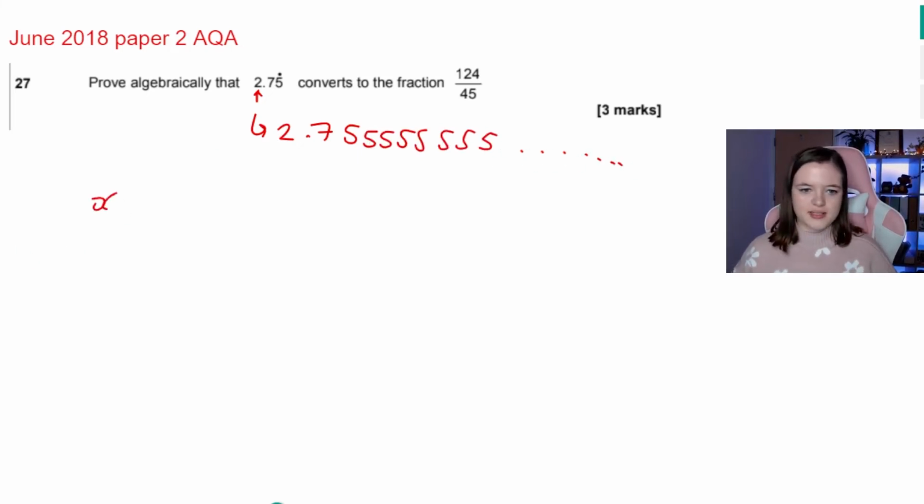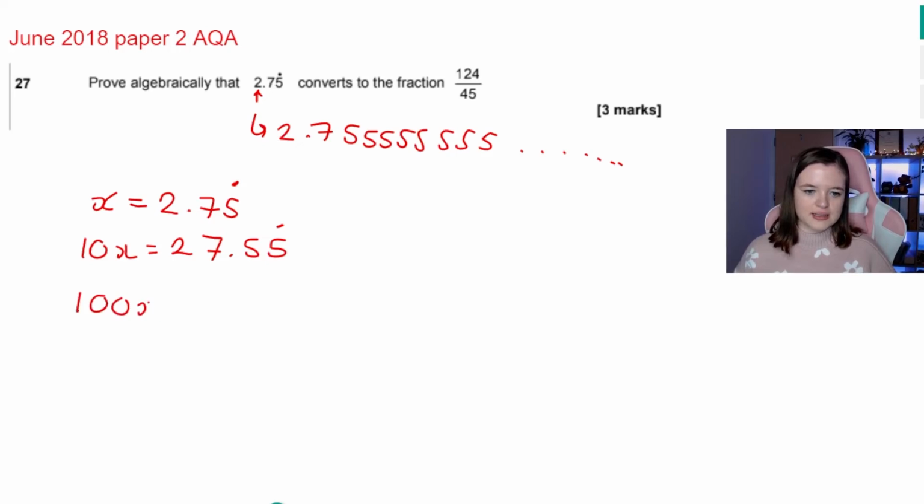And then x is then going to be 2.75 recurring. 10x is going to be 27.55 recurring. 100x is then going to be 275.55 recurring. Okie dokie then. So then we've got the same decimal part in both. Subtract 100x minus 10x, 90x.